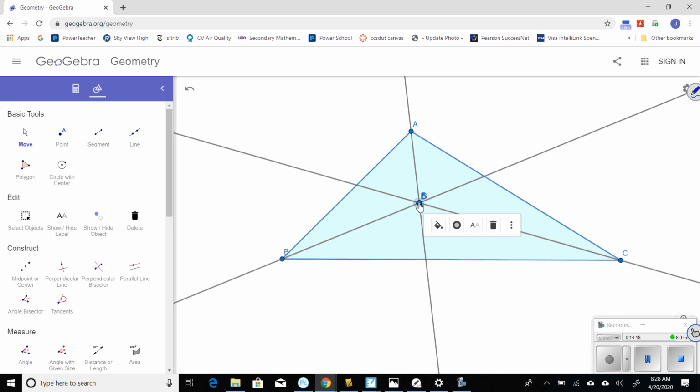So it's important we know that. This is no longer equal distance from the vertices of the triangle. This is equal distance from the sides of the triangle. I'm just going to delete those points.